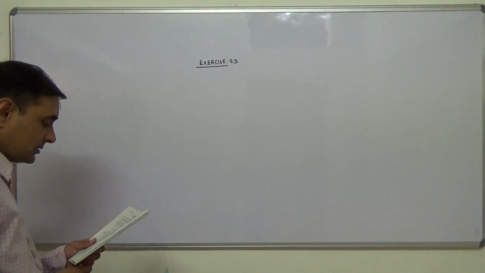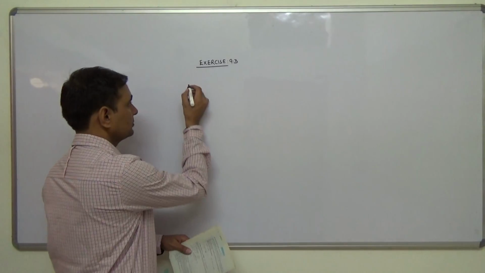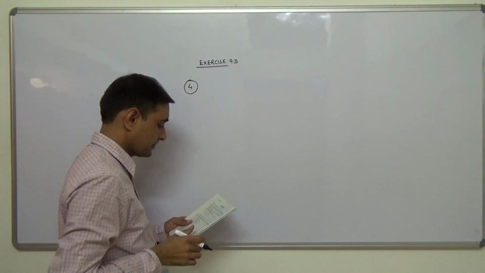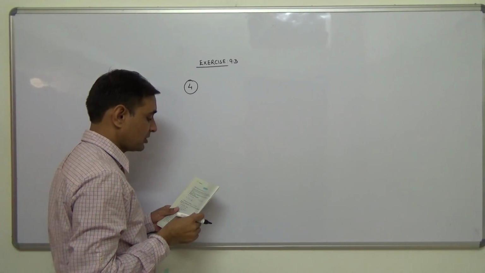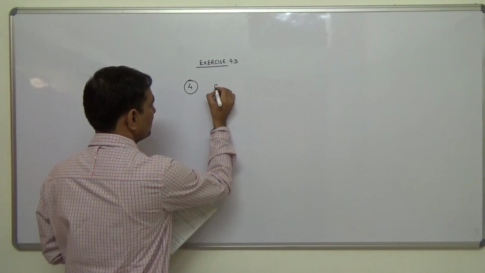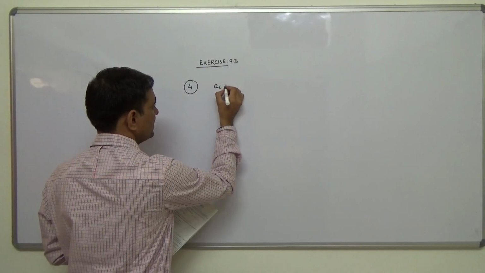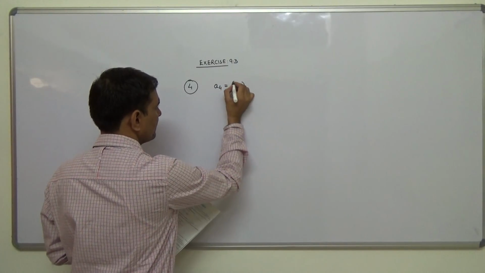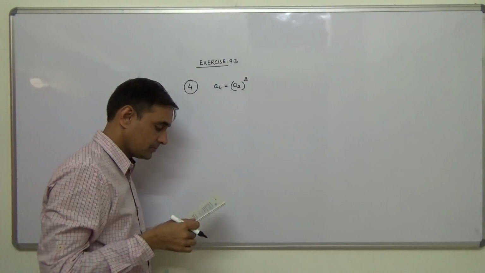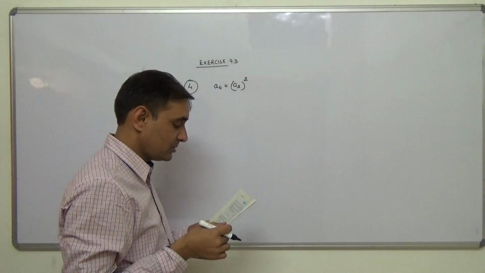Next question is question number 4. Fourth term of GP is square of the second term. Fourth term of GP is equal to square of second term. And first term is minus 3.